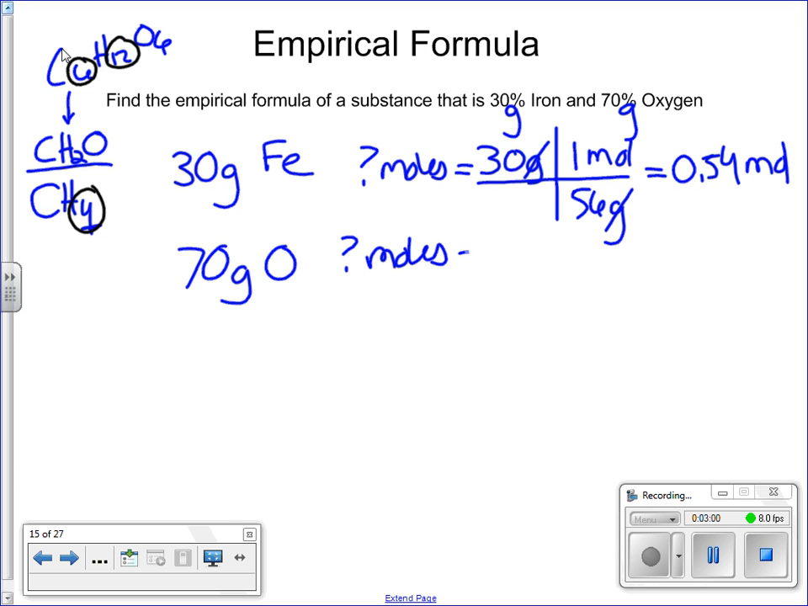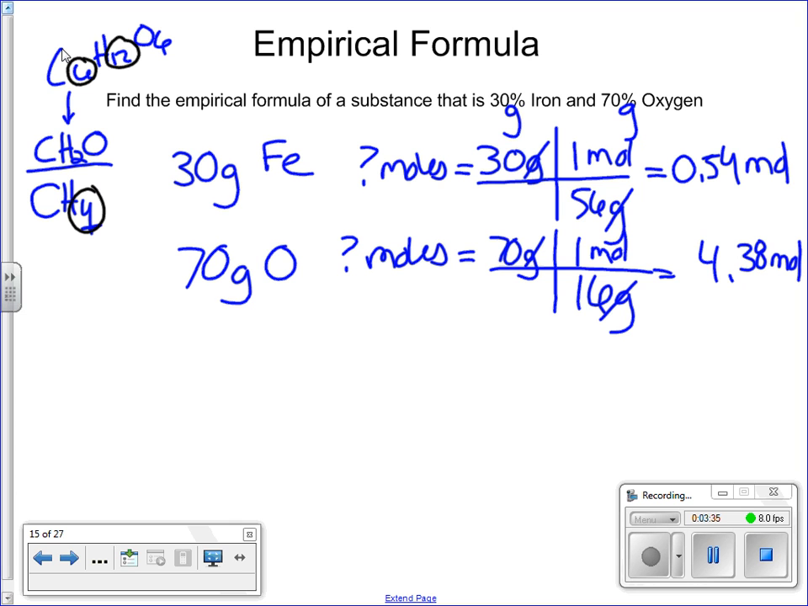Do the same thing with oxygen. How many moles of oxygen do I have? I have 70 grams of oxygen. I think this might be backwards, but that's okay. I'm looking at 1 mole of oxygen weighs 16 grams, so this should be more than 1 mole. 70 divided by 16. Grams cancel, and I have 4.38 moles of oxygen. And I do have these backwards, but that's okay. So this isn't actually going to be a real compound, but you get the same idea.